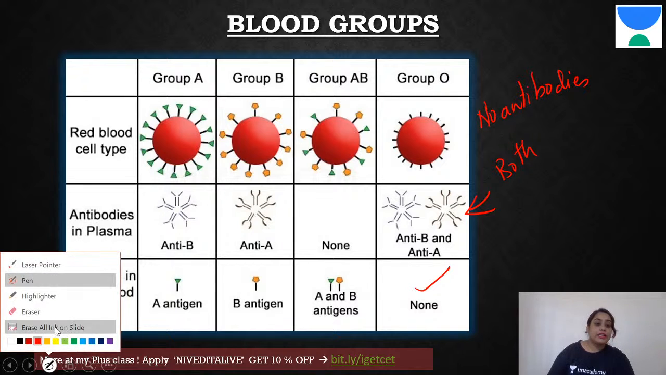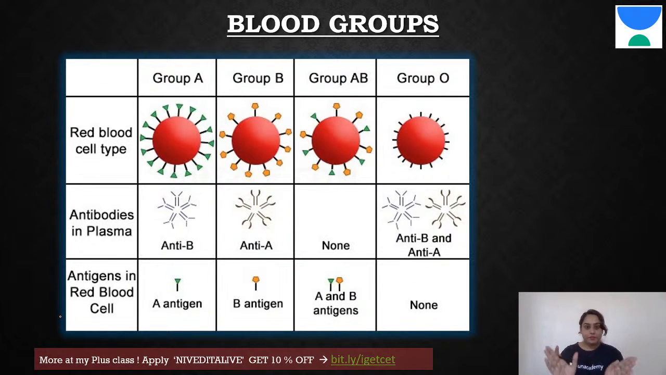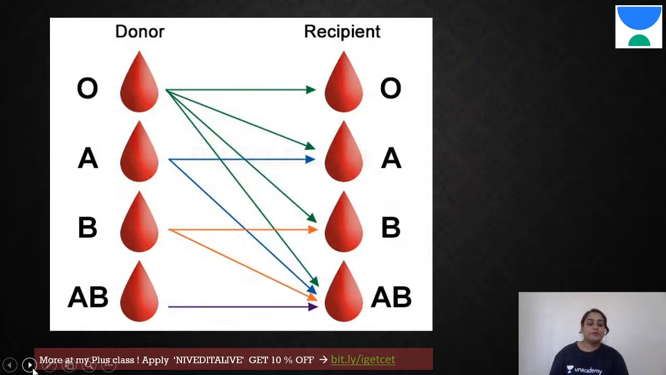So make sure this part, this table, is always set in your head. Because once you have this in your mind, you will not have a confusion as to who is the universal donor, who is the universal receiver. I'll tell you that now. The last slide I have today is this. Then we'll go to MCQs.